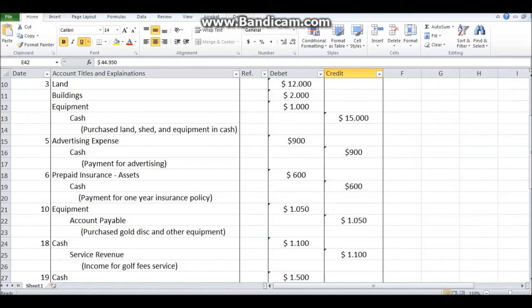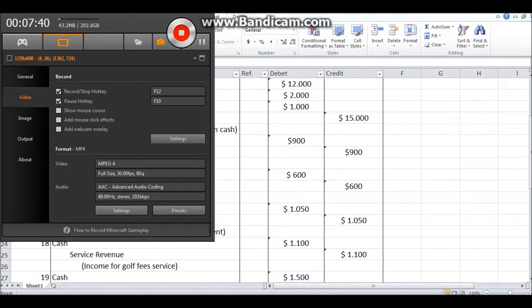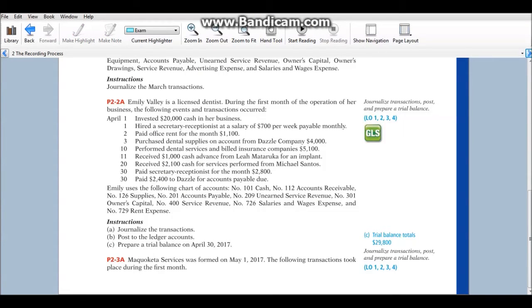P2-2. Okay, for P2-2A, the transaction will be more complete in that you need to journalize, you post it to ledger accounts, and you prepare trial balance. All right, so let's go to the first questions.